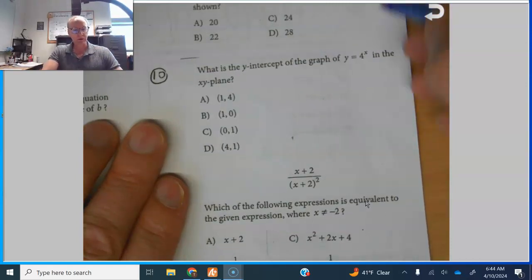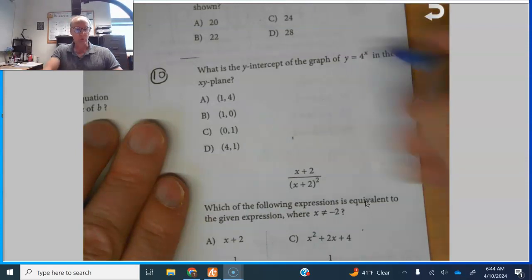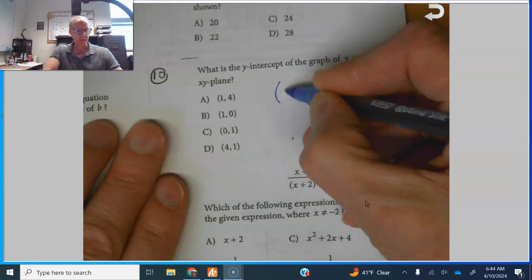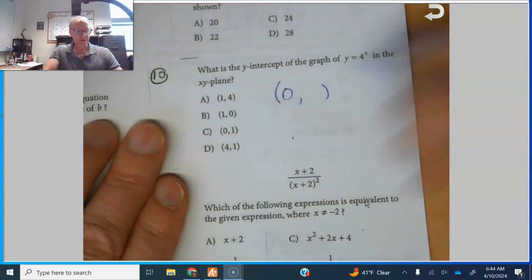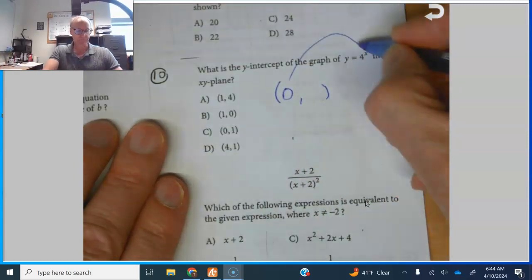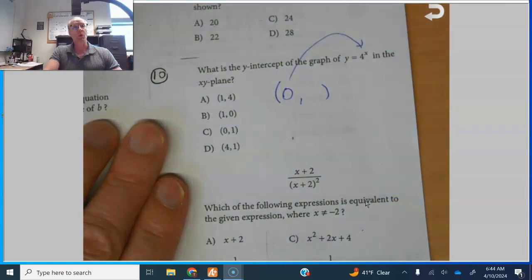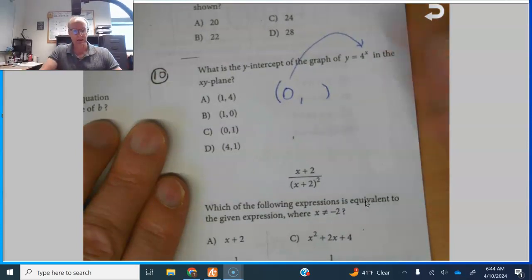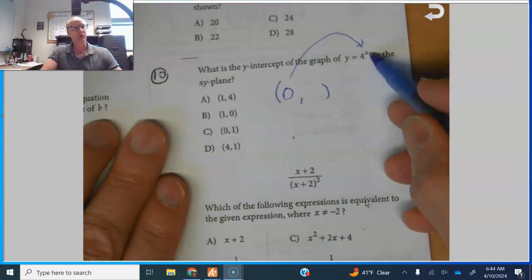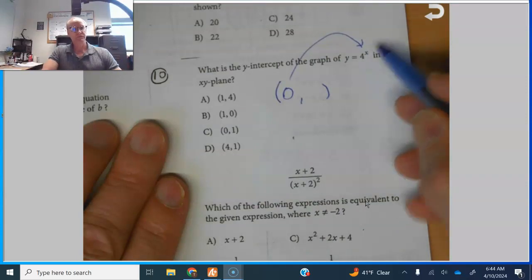Well, you have to know about exponents. And what they want is the y-intercept. The y-intercept occurs when x is 0. So what they want you to do is put the 0 in for the x and tell them what y is equal to. If you're not sure, look it up and find out what happens when you take a number to the power of 0 and figure out why.